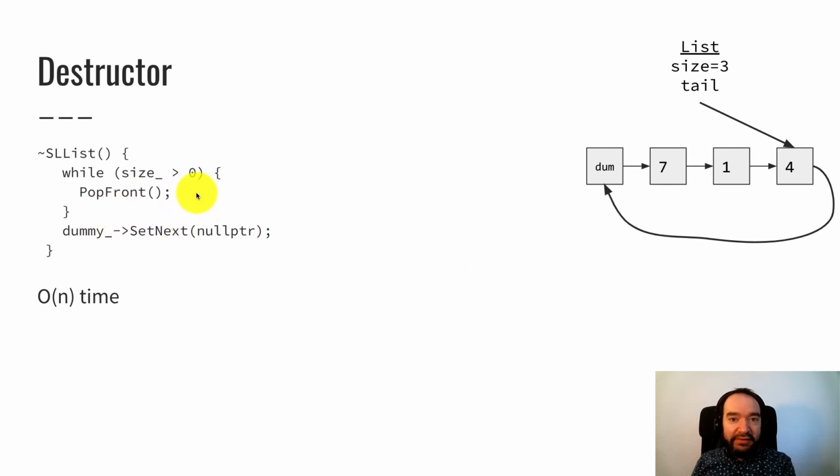It's relatively simple in concept. So I've got this loop: while size is positive, pop front. That reads pretty well. As long as there are elements left, pop the front one. It's important here to use pop front.